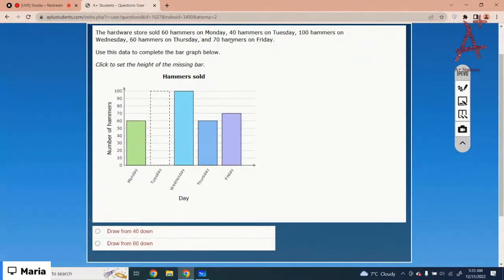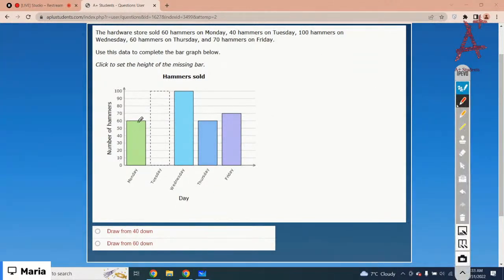So on Tuesday they have 40 hammers. So if you plot the graph for Tuesday, it would be here, 40. So it would be like this, draw from 40 down. Wednesday is 100, so you have to move 60 down. So it will draw from 60 down, because you move this line from here to here, 60 down.